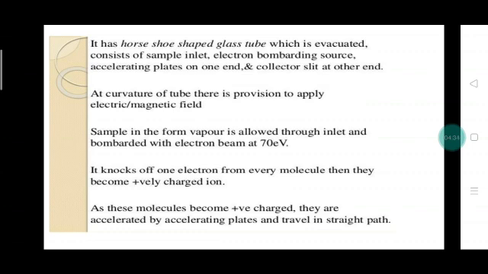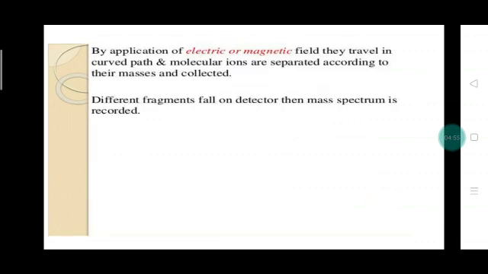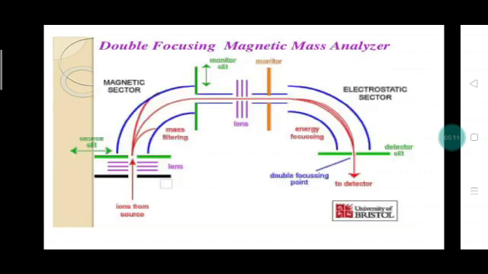The sample in the form of vapor is allowed through the inlet and bombarded with an electron beam at 70 electron volts. It knocks off one electron from every molecule, and they become positively charged ions. As these molecules become positively charged, they are accelerated by the accelerating plates and travel in a straight path. By application of an electric or magnetic field, they travel in a curved path and molecular ions are separated according to their masses and collected. Different fragments fall on the detector, then the mass spectrum is recorded.